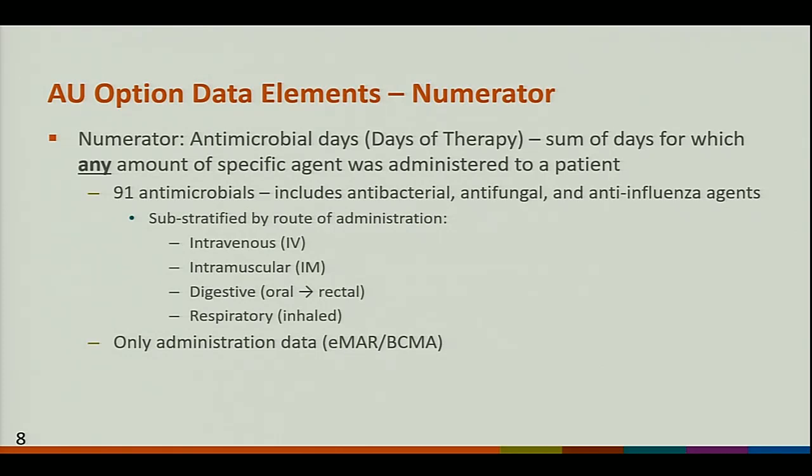So the 4 routes of administration that we collect in the AU option are IV, IM, digestive, which includes any administration in the digestive tract from oral administration to rectal administration, and then finally respiratory or your inhaled antimicrobials. I do want to point out that we only accept administration data from the EMAR or the BCMA system. We do not accept pharmacy orders or billing data.